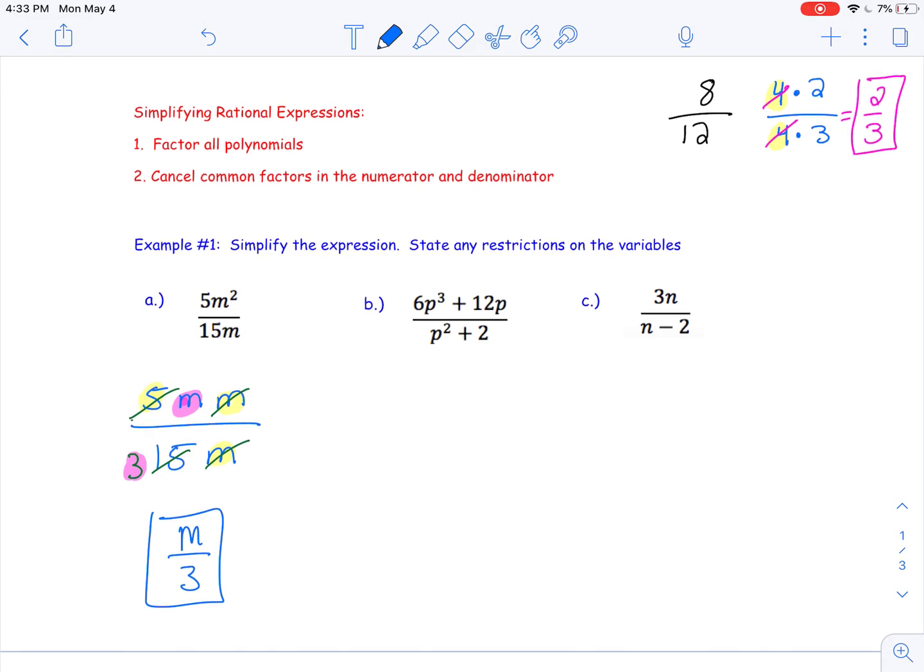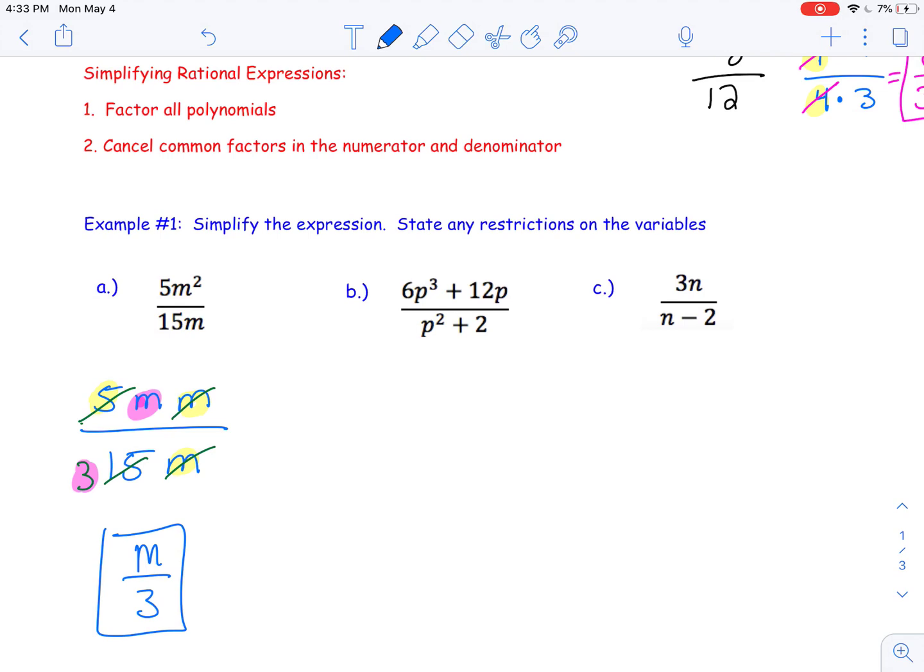Let's look at example 1b. My first thing is to factor the top and the bottom. When I factor out the top, I can factor out a 6p. That's going to leave me with p squared plus 2. On the bottom, p squared plus 2 can't be factored. There's no common factor there that I can factor out. It's not a difference of squares. So I think about this on the bottom as its own factor. I like to put things in parentheses because whatever's in parentheses I can cancel.